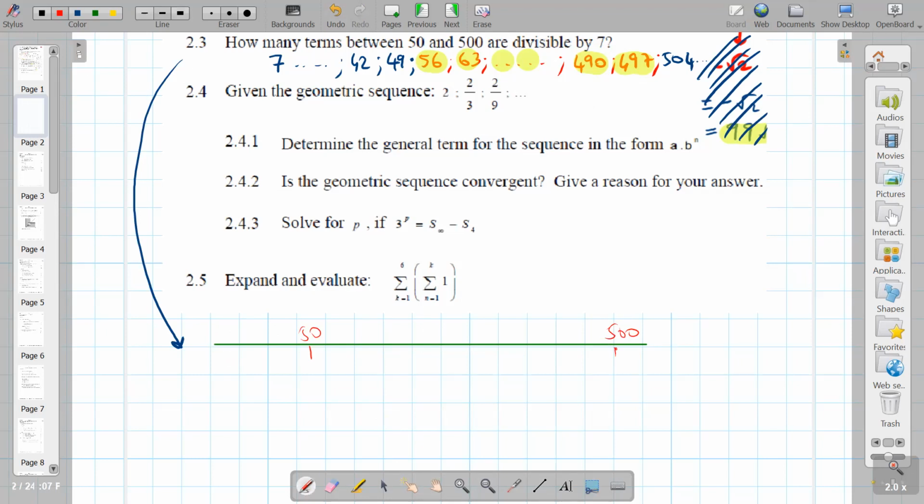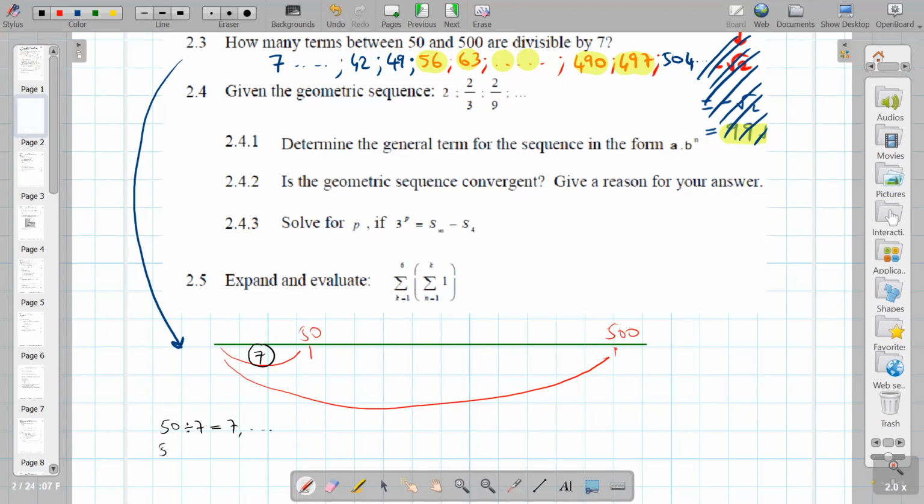So if we find how many numbers are divisible by 7 in this region, starting from 7, and how many numbers less than 500 are divisible by 7. That's kind of easier to determine: basically 50 divided by 7 gives me 7 point something. That means there are 7 numbers. You can count them, including 7, 14, till 49.